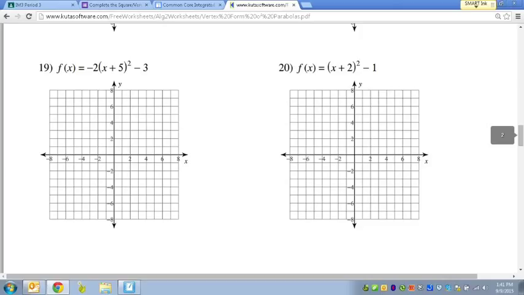Okay, so number 19 here, it's -2(x + 5)² - 3. Looking at this, I know that the vertex is going to be (-5, -3), because whatever number's with x, meaning the 5, it's sort of like when you factor a quadratic equation and then solve for it: you do the opposite of what's with x. So instead of x + 5, x actually equals -5. That's why -5 is the vertex, and the back number, -3, is the vertical shift, meaning we go down 3. So if I plot the vertex, it's right here at (-5, -3).